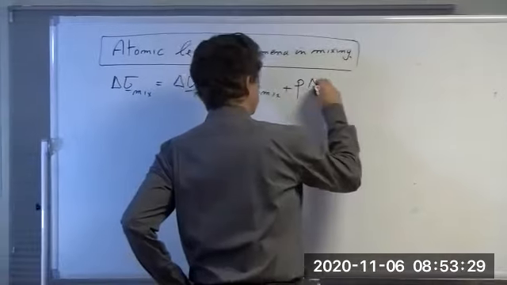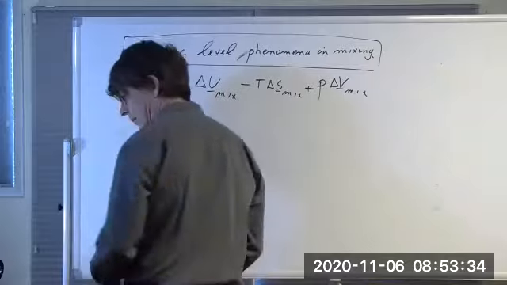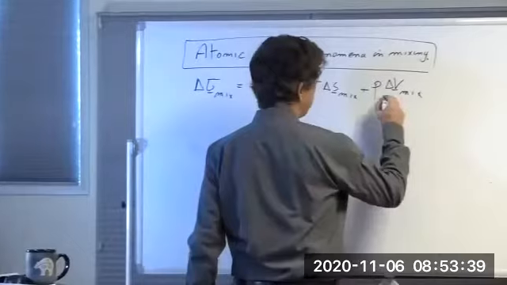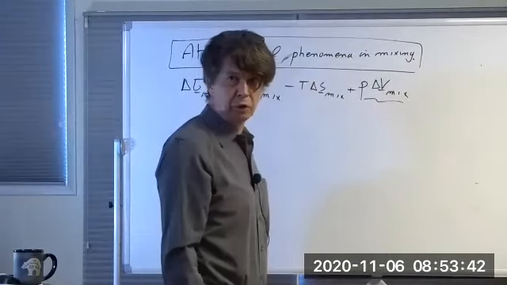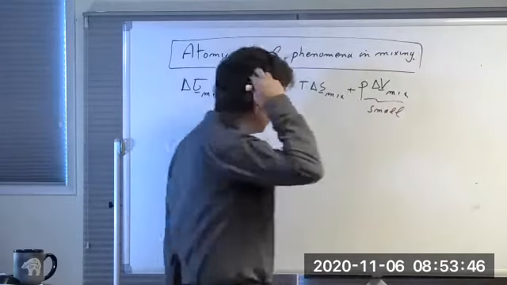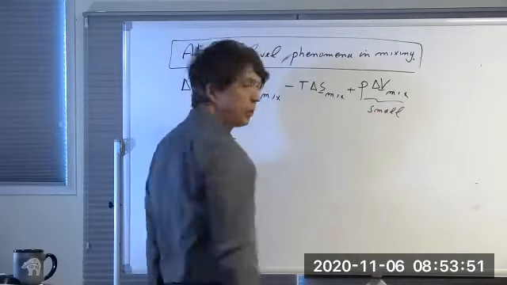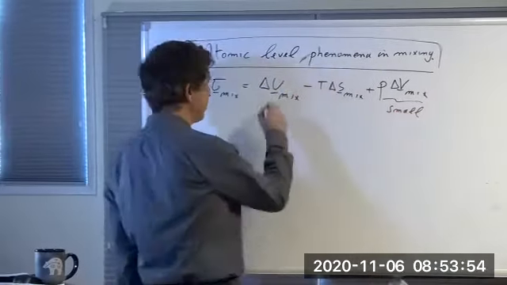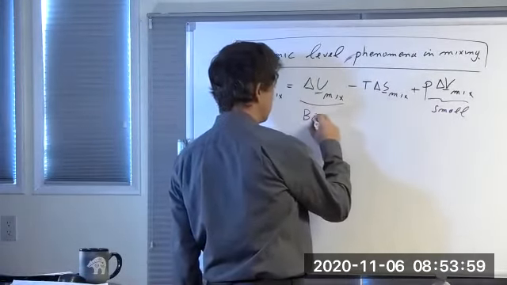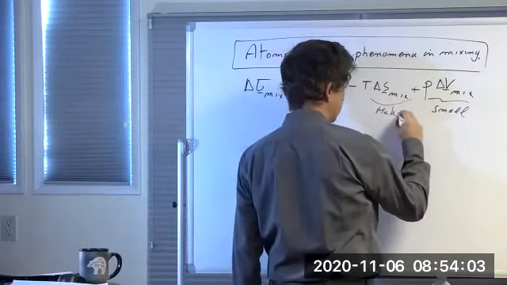plus P delta V of mixing. This one we will almost always neglect because this is small. The delta V in mixing will be small, and even if it were of the order of V, we know that this term is small. So we will deal with this one. This comes from making different bonds, and this comes from making more states when you mix.